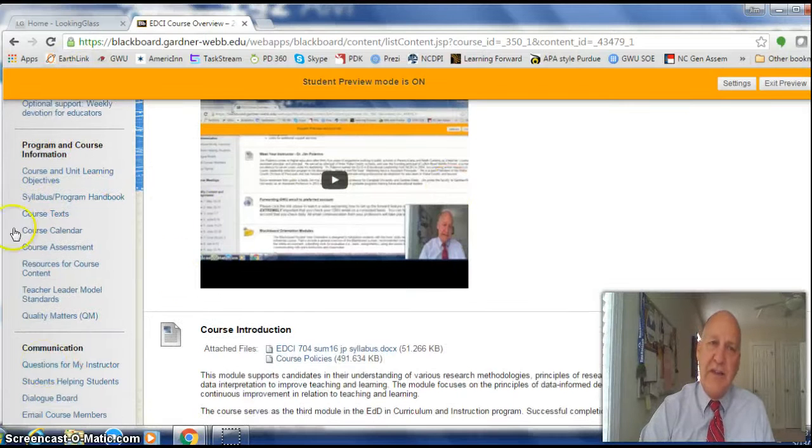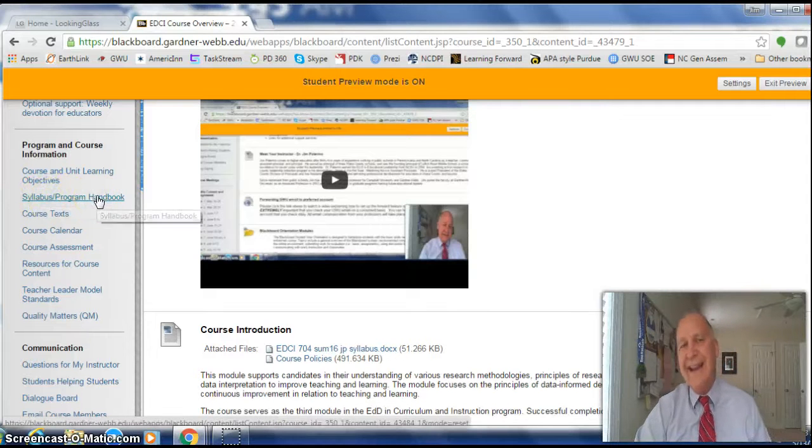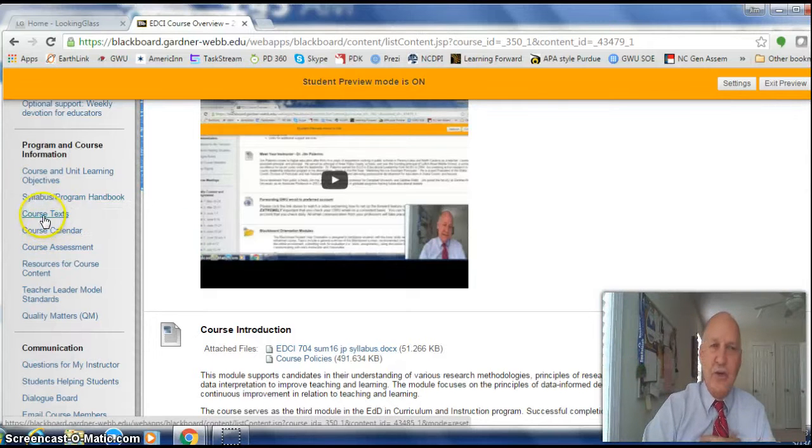Program and course information is the second clump of items on the left-hand toolbar. A course and unit learning objectives should drive all that we do in curriculum and instruction. Syllabus and program handbook are here. Again, if you haven't printed a copy of the handbook, not a bad thing to do in terms of helping you keep the big picture of the program alive, but check that out. Course text. There are several texts that are required for this course. Get the course text if you haven't already, please. The course calendar is here, course assessments, resources.